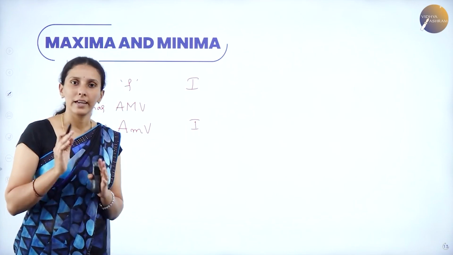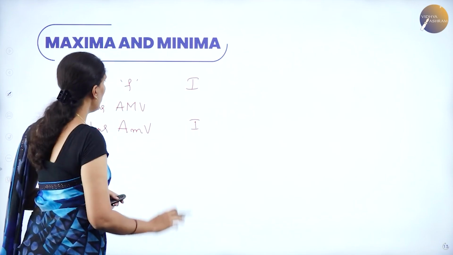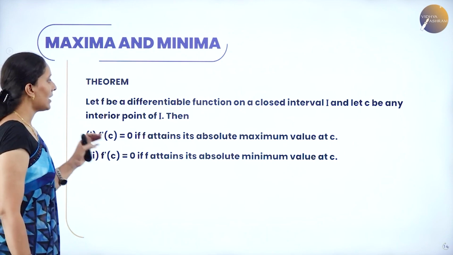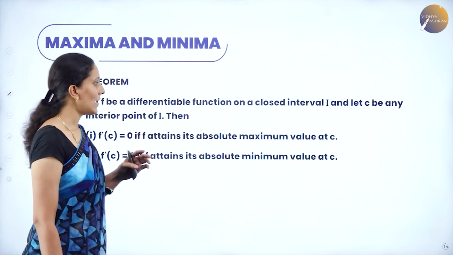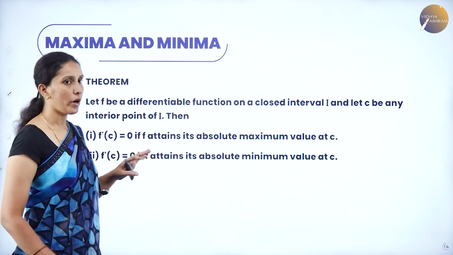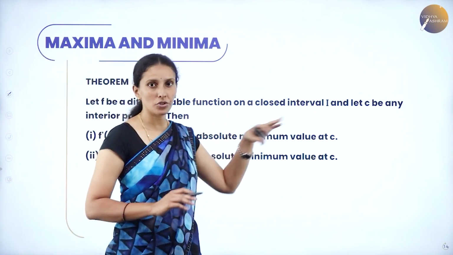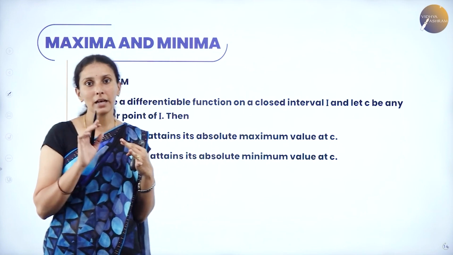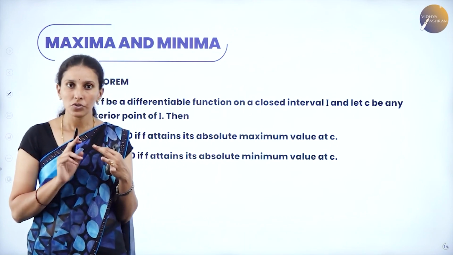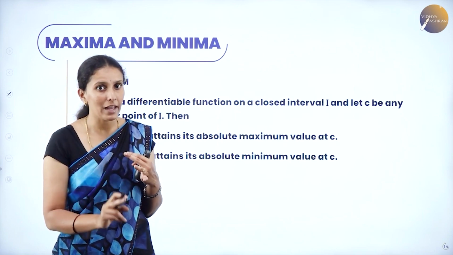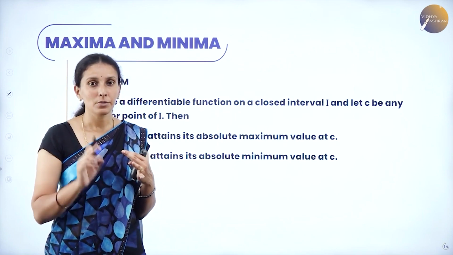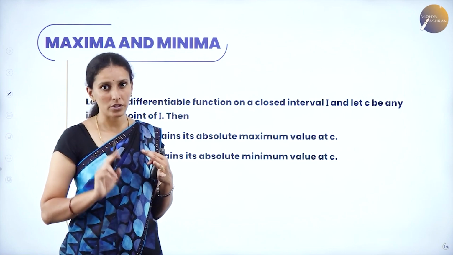So this is what it can be considered. Now let's see the theorem here. Let f be a differentiable function on a closed interval I, and let c be any interior point on I. So I is a closed interval here because to attain an absolute maximum value and absolute minimum value, the function must be defined in a closed interval.